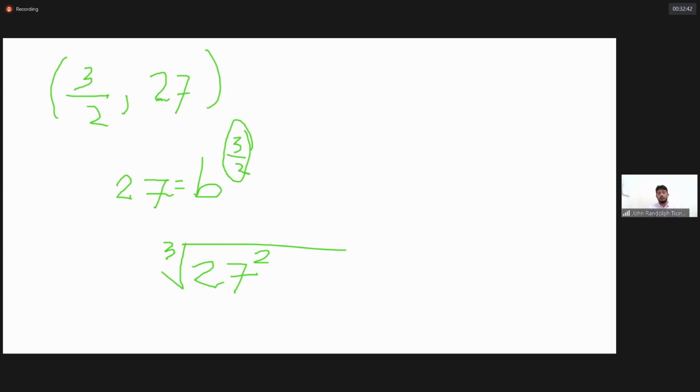Bakit siya false, guys? May exponent naman na 2. Based on the definition of exponential function, the base is not constant, correct? The base should not be constant. Since yung base natin there, yung variable, yung exponent natin dapat yung variable. Okay, hindi.